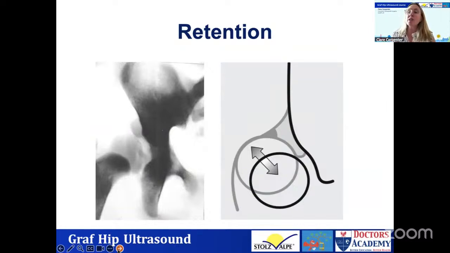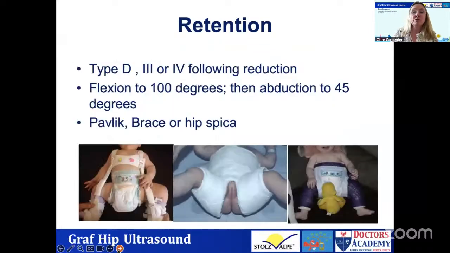And again, some hips have enough inherent stability that they'll stay there with good bracing techniques. If it doesn't, you could maybe put a hip spica on in order to hold it a little bit more statically. And again, it's classically the Ds, 3s or 4s that need the retention after the reduction.